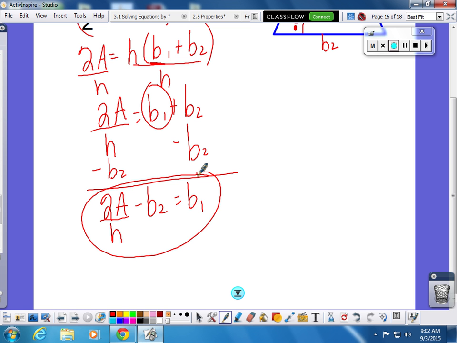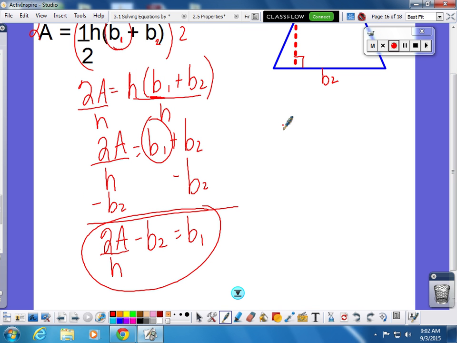Literal equations make it a little harder, don't they? It just looks wrong. You're adding, subtracting, multiplying, dividing variables. But if you'll think about treating it like a number, that helps. Why don't you take the same formula and solve for base 2. Very much like what we just did.